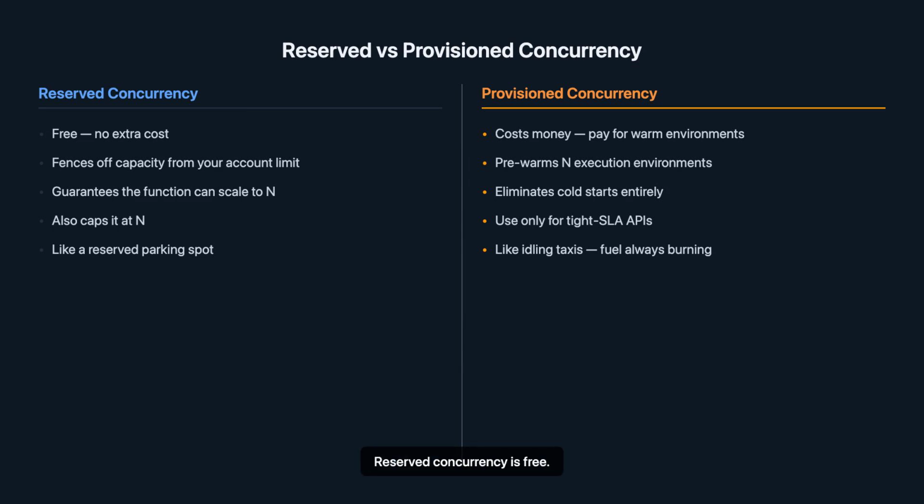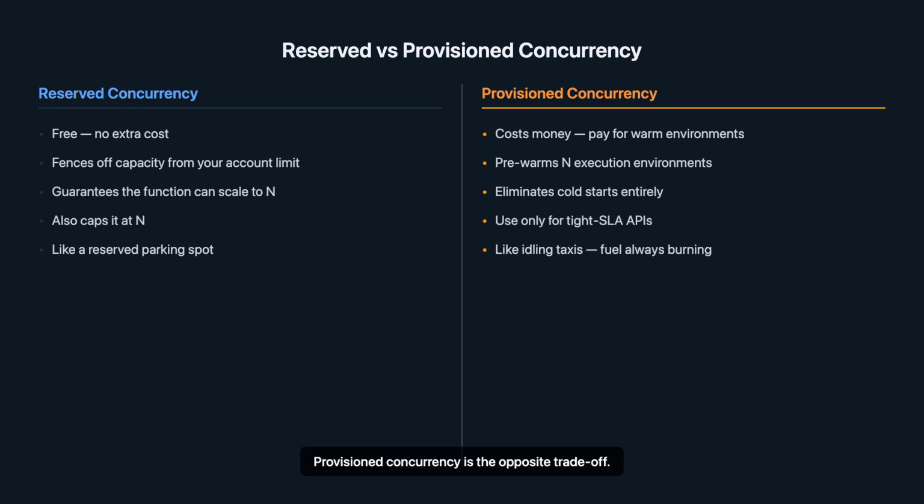2 Lambda concurrency settings that sound similar and do very different things. Reserved concurrency is free. It fences off a slice of your account's concurrency limit, so a critical function is guaranteed capacity. And as a bonus, it also caps the function at that number, great for protecting a slow downstream database. Think of it like a reserved parking spot, yours when you arrive, empty until you do. And it's a 2-way fence. It protects you from being starved by a noisy neighbor and protects everyone else from being starved by you.